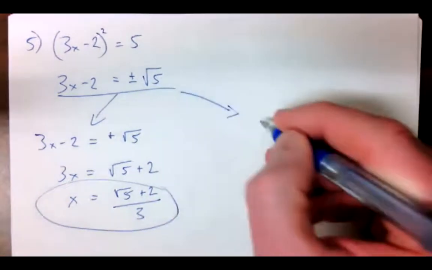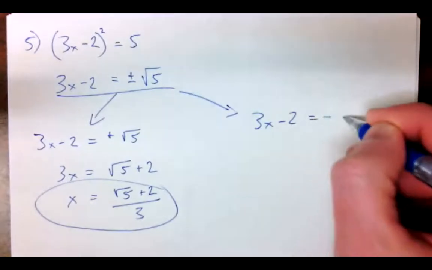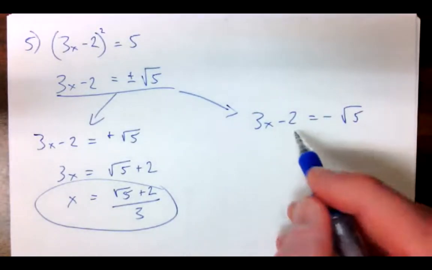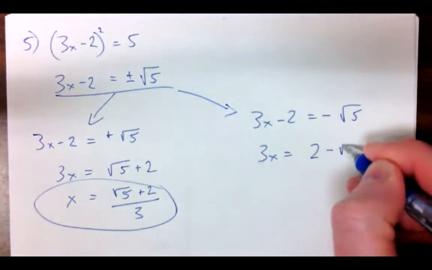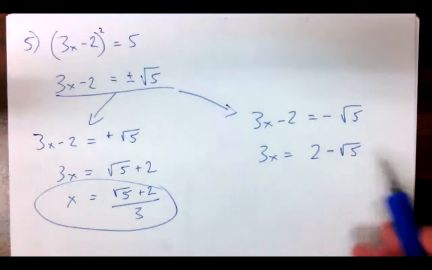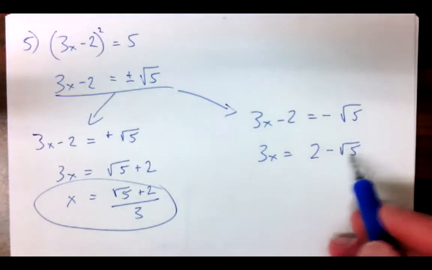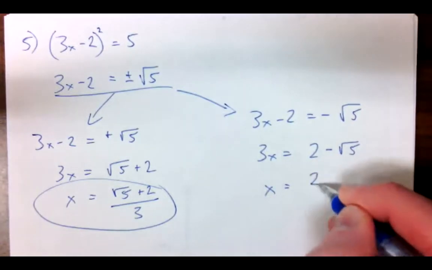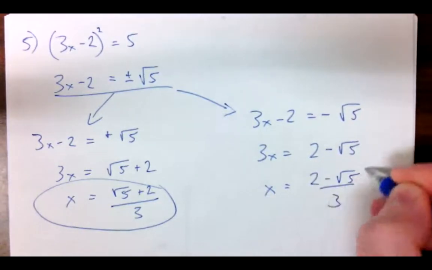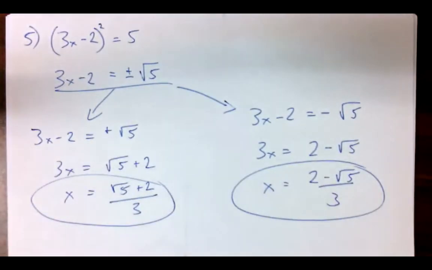Now if we go the other way, 3x minus 2 equals negative root 5. We're going to add 2 to both sides. 3x equals, and for me it looks better like this, negative root 5 plus 2, instead of 2 minus root 5. Same thing though. You could do it the other way if you want. Divide both sides by 3. X equals 2 minus root 5 over 3. Done. That's it. Questions?